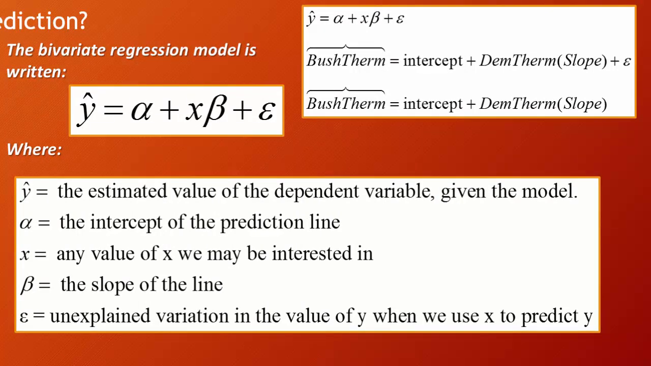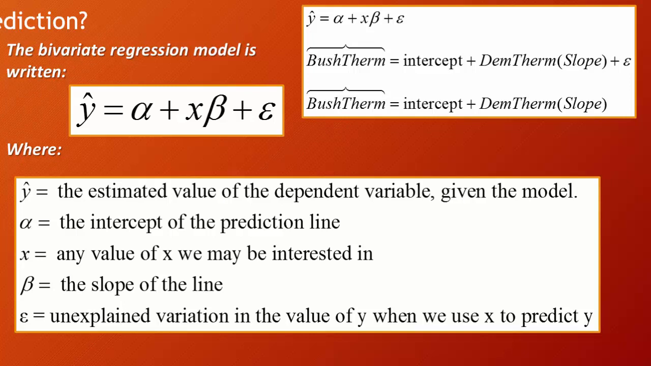That's the line that we're looking at. Alpha equals the intercept of the prediction line. That would be the value of y, or in this case, the value of our dependent variable, the George W. Bush feeling thermometer, when x equals 0. So you can imagine if x is 0, what would be our guess as to the feeling thermometer score for George W. Bush? The role that x plays in this equation, that's the vector of x's. That's all the values of our independent variable.